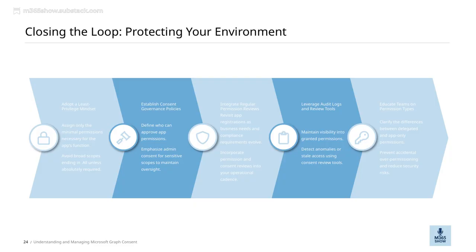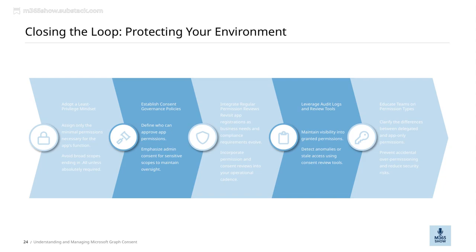Next, educating your teams on permission types is crucial. When everyone understands what each permission entails, you reduce the chance of granting excessive access. Maintaining visibility into granted permissions is also key. Using consent review tools, you can detect anomalies or stale access that might otherwise go unnoticed, ensuring your environment stays secure. Leverage audit logs and review tools regularly.